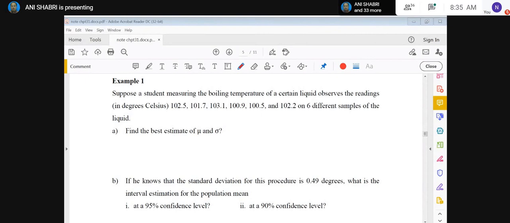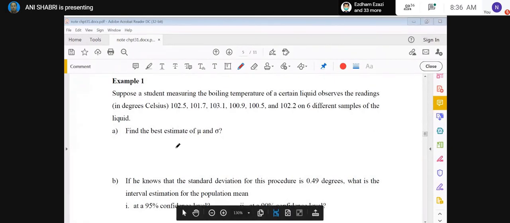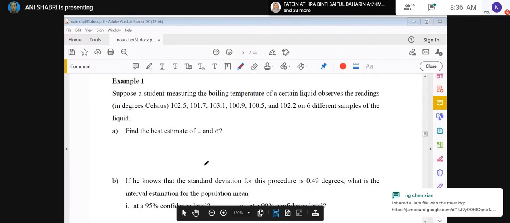Okay, look here, example this one. Suppose a student measuring the boiling temperature of a certain liquid observes the readings in degrees Celsius. There are 6 different samples of liquid. Find the best estimate of mu and variance. Okay, look here, number 1.